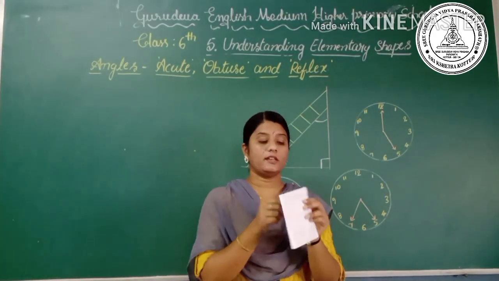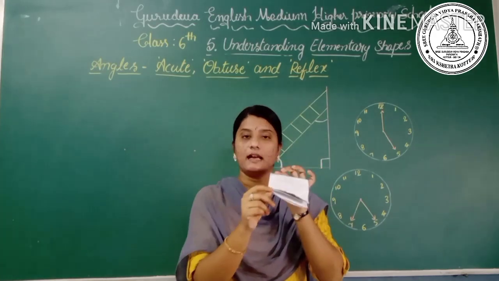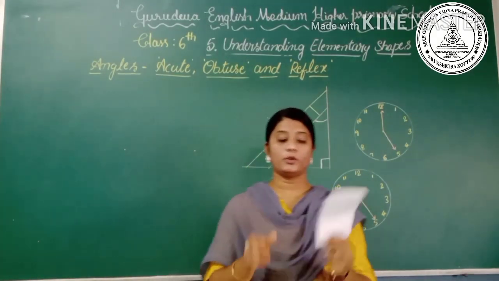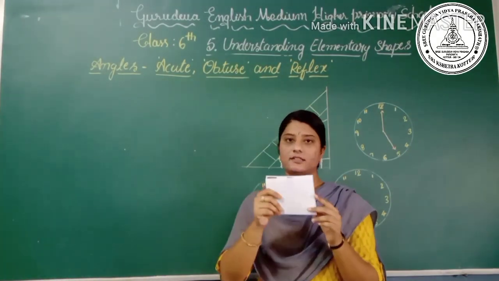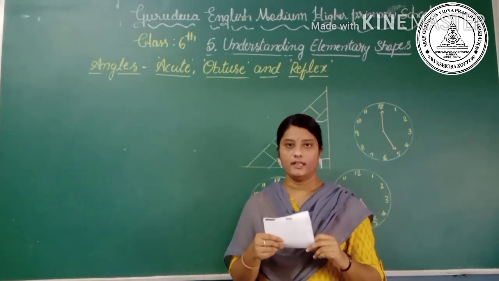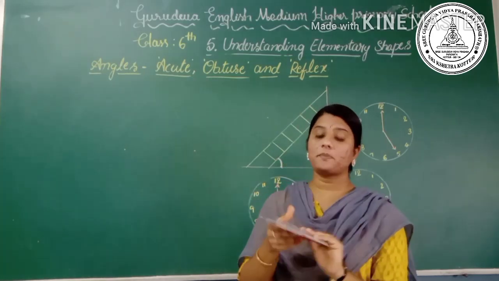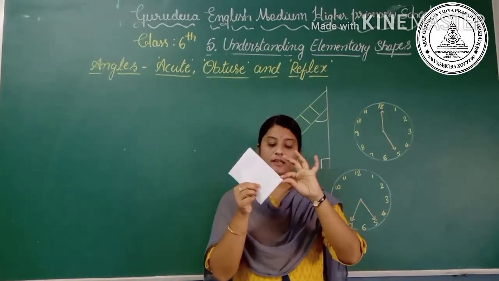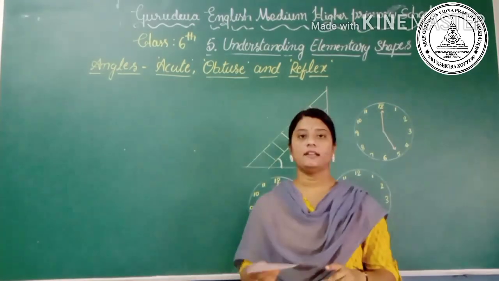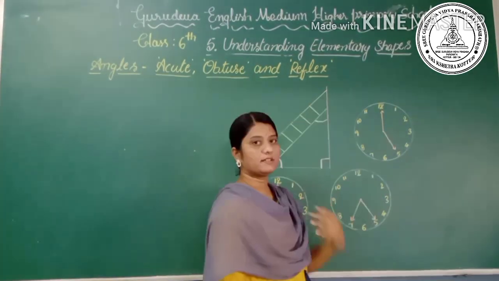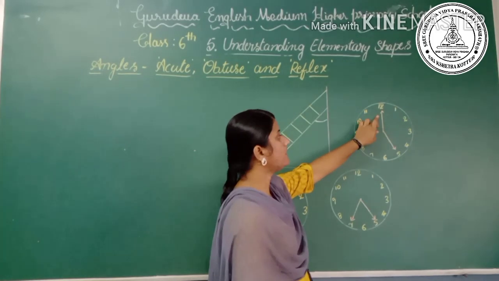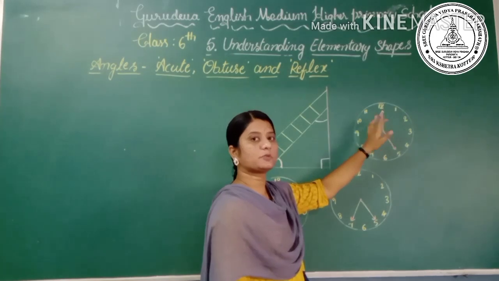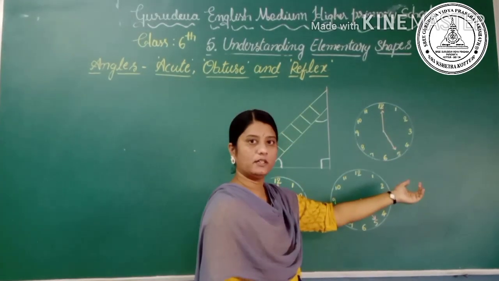See here, one of the edges is straight up on the other edge, right? For any shape with a corner, you can use this right angle tester to check whether the shape has a right angle or not. If the two edges of the paper match the angle, then it is said to be a right angle. See here, our hand is moved from 12 to 5. Then check whether it is smaller than the right angle or greater than the right angle.